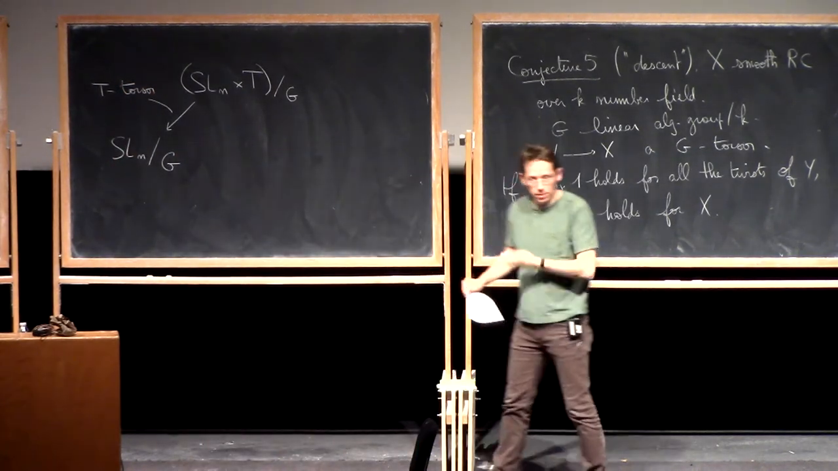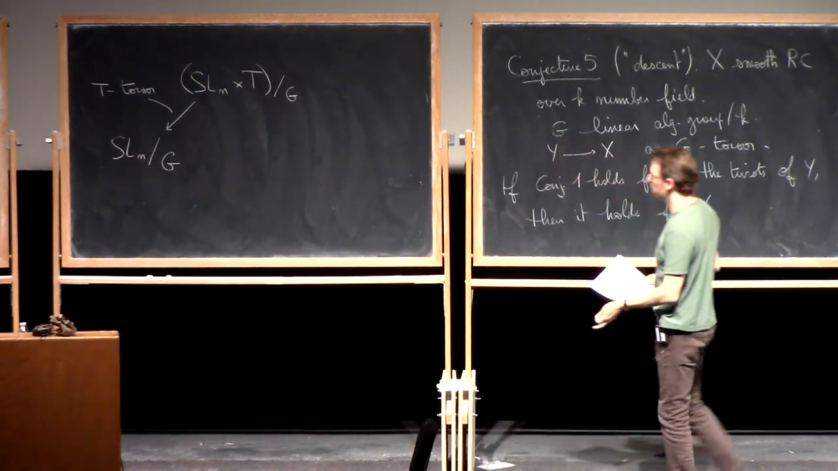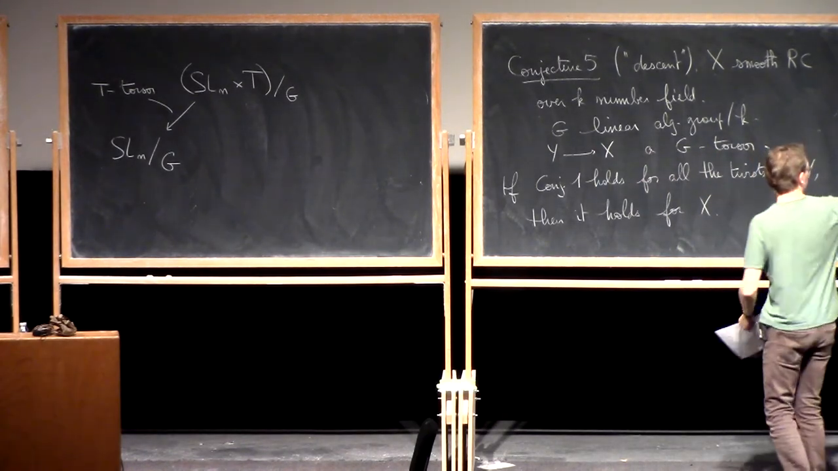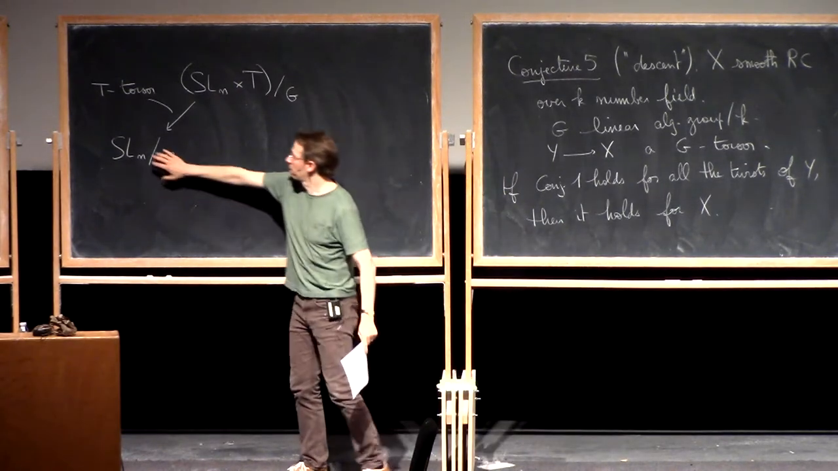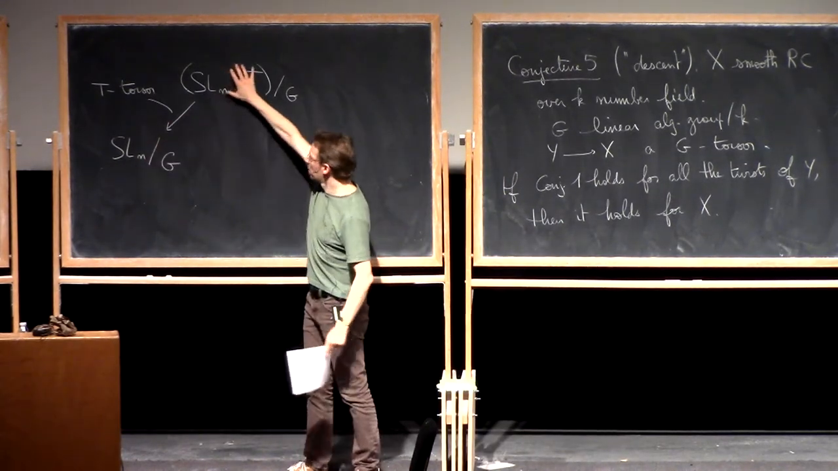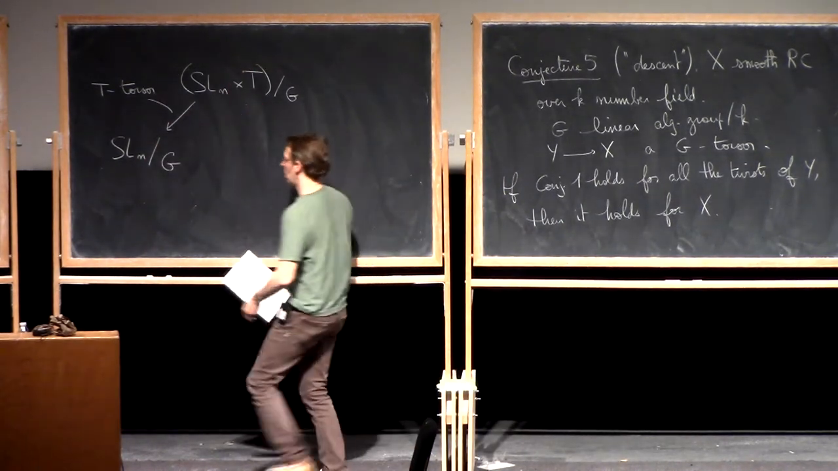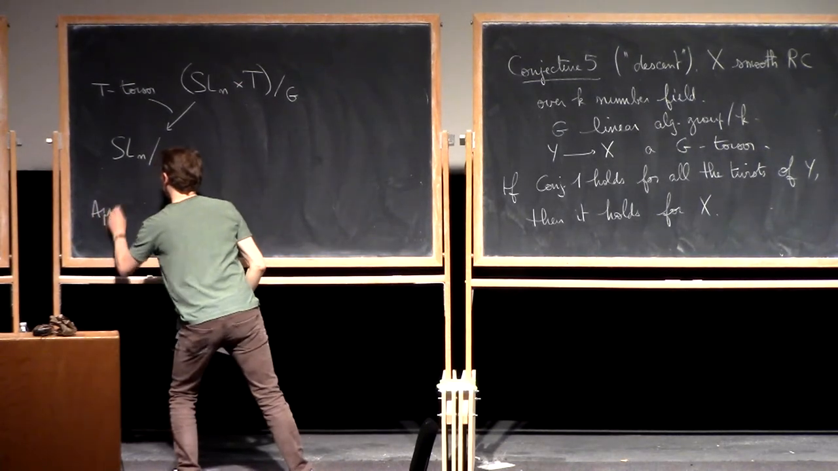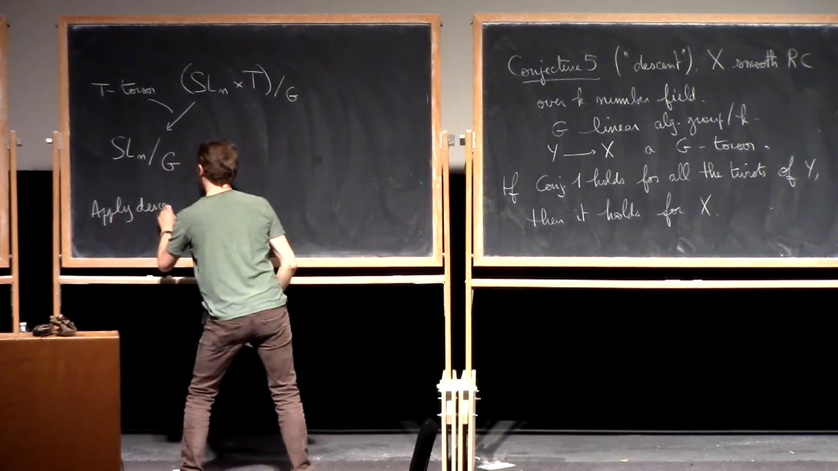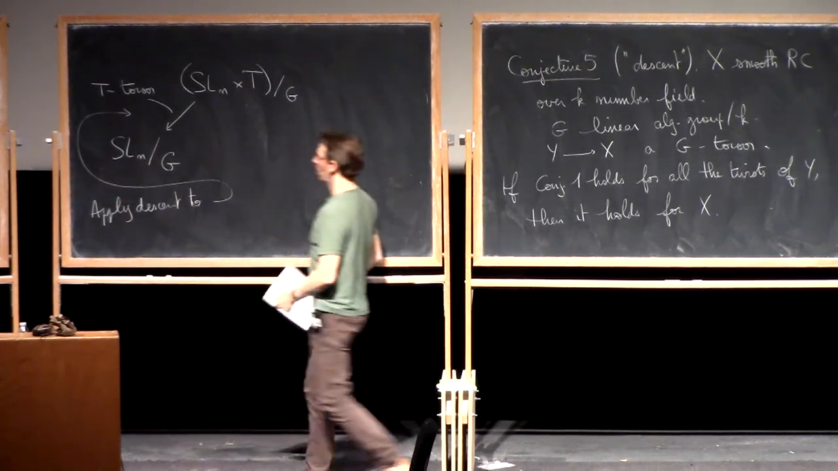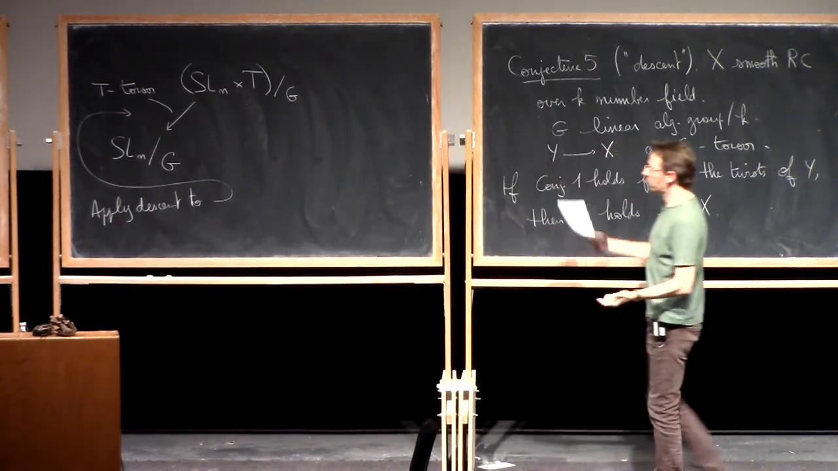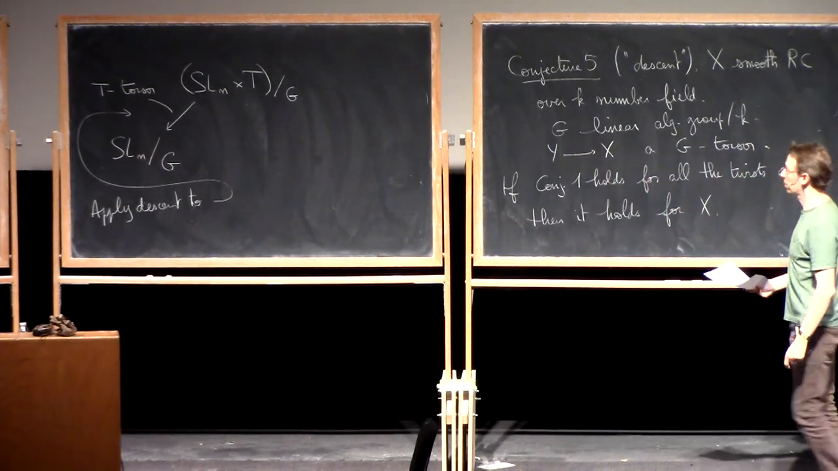Okay, so here's our T torsor, and we're going to apply descent to it. So theorem 6 tells us we can do it. If you want to prove conjecture 1 for this variety, it's enough to prove it for this one and all of its twists. So apply descent to this. Okay, but then why should it be easier for the top space, the top variety?